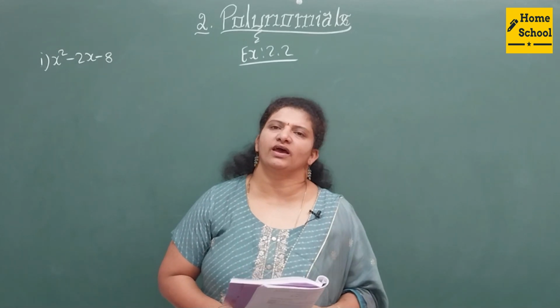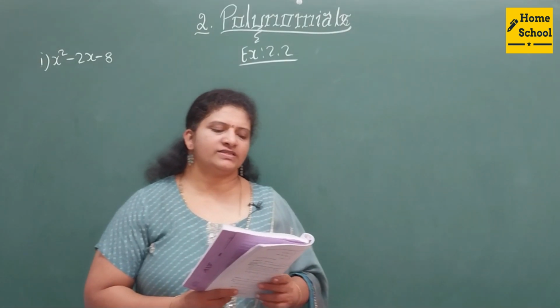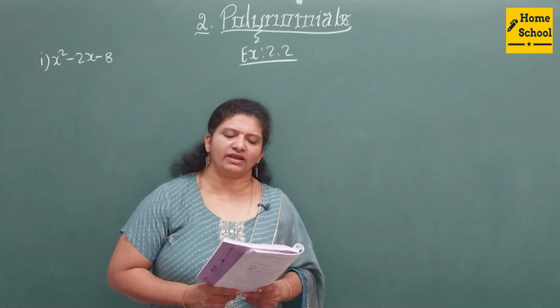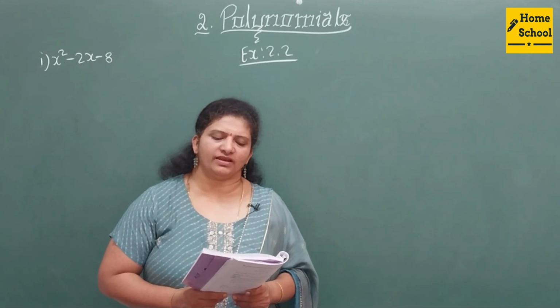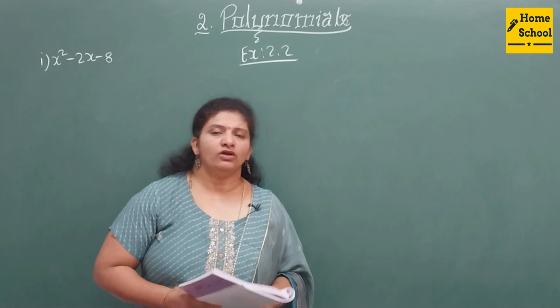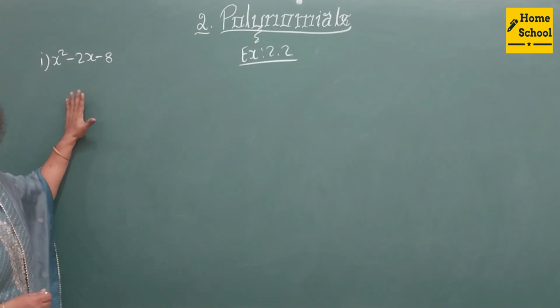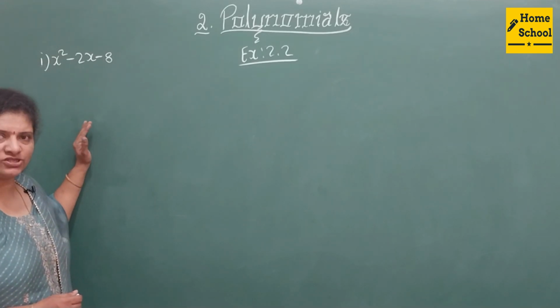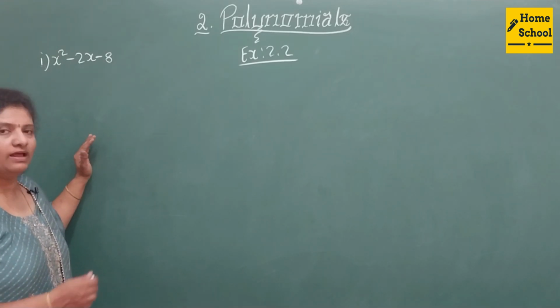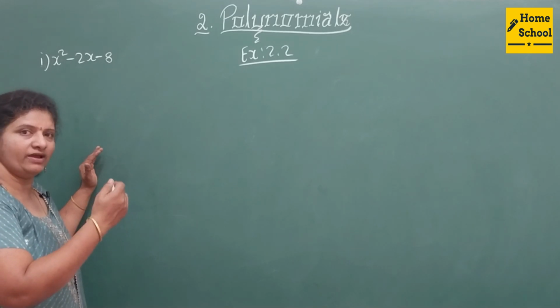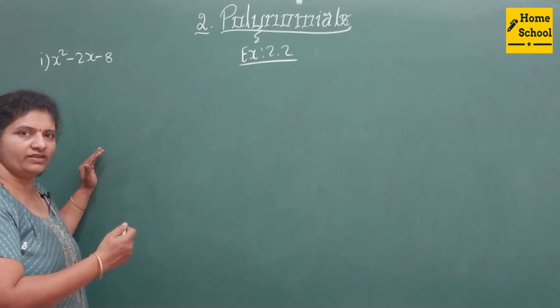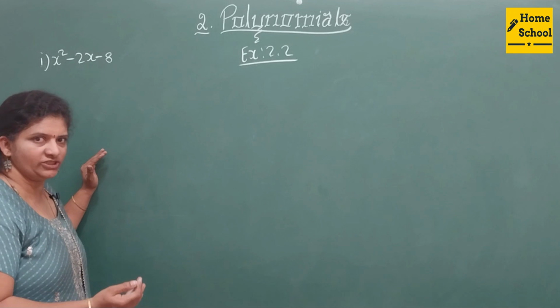In this exercise, we have only 2 mains. First main: find the zeros of the following quadratic polynomials and verify the relationship between the zeros and the coefficients. What are we going to find here? First, we are going to find the zeros by the factorization method. Let us assume the zeros as alpha and beta and then verify their sum and product with the coefficients.